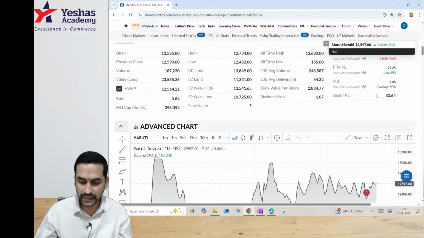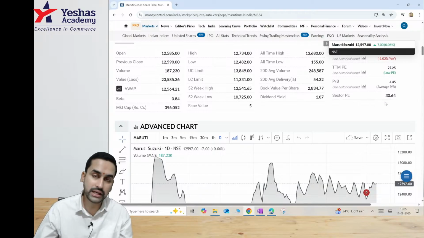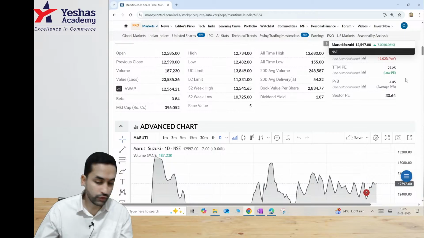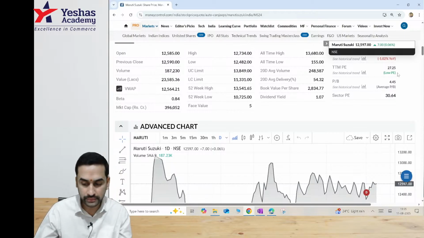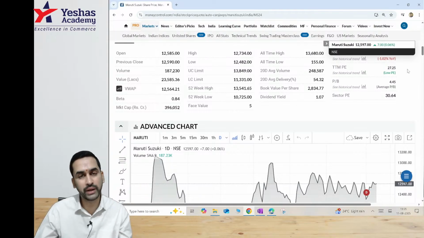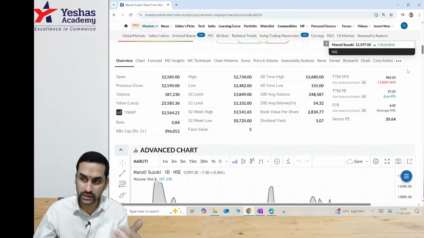Now see this sector PE. What is the meaning of sector PE? This company is into automobile, cars, correct? So they have calculated the average PE of all other companies in the car industry, and that is 30.64. You can see here 30.64. Compared to that, this company has 27.25. Now you know how they decided low PE here. For every other company, on an average, people are paying 30 rupees to buy a share, and their EPS is 1 rupee. But here people are paying only 27 rupees. That means it is not as costly as other companies in the market.